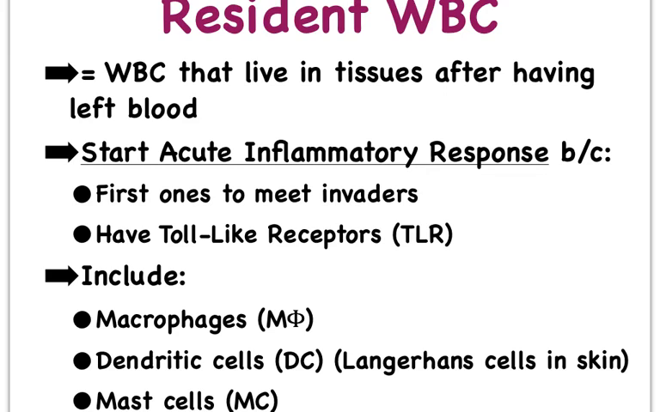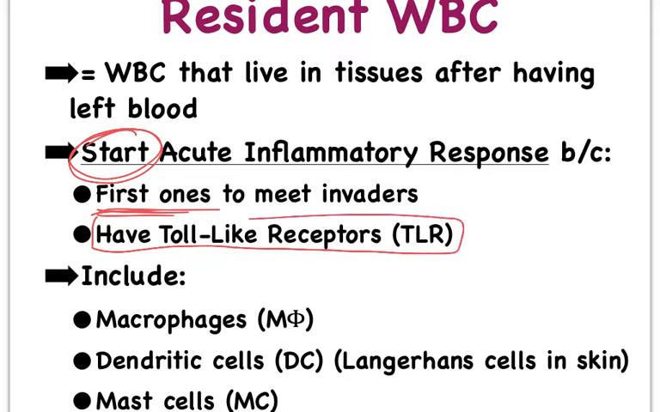So it's the resident white blood cells that are responsible for starting the response of acute inflammation. They do the starting of the whole process because obviously they're the first ones who meet the invaders or the irritants. And we're also going to see that these resident white blood cells are going to have toll-like receptors. Remember that they can also be called pattern recognition receptors.